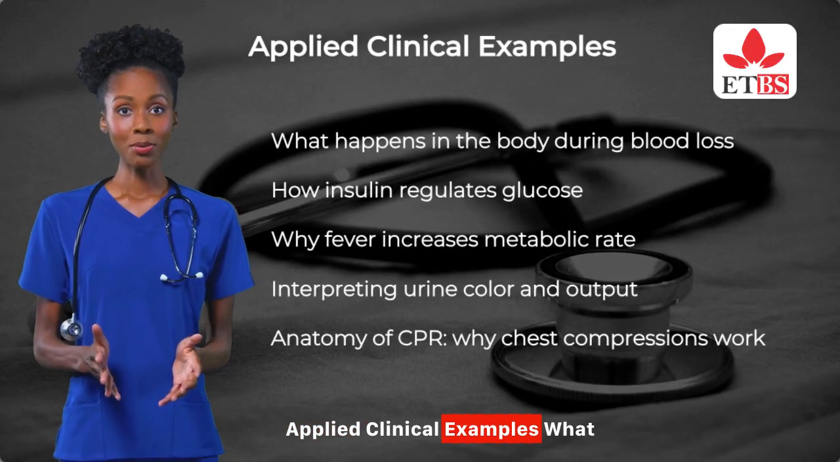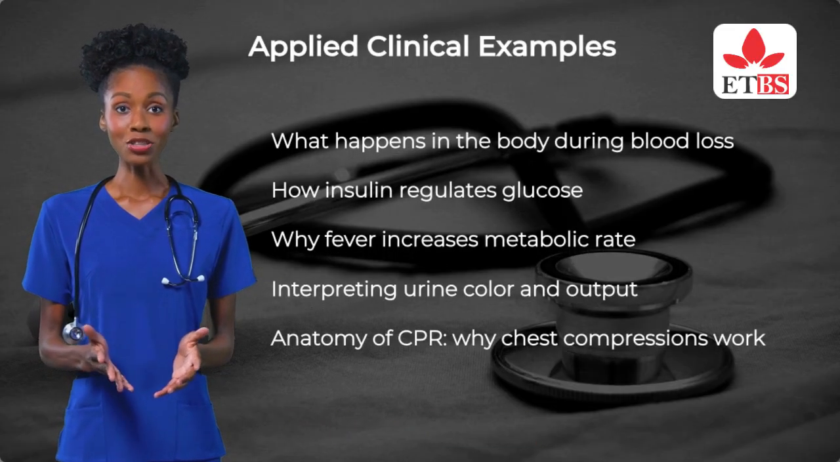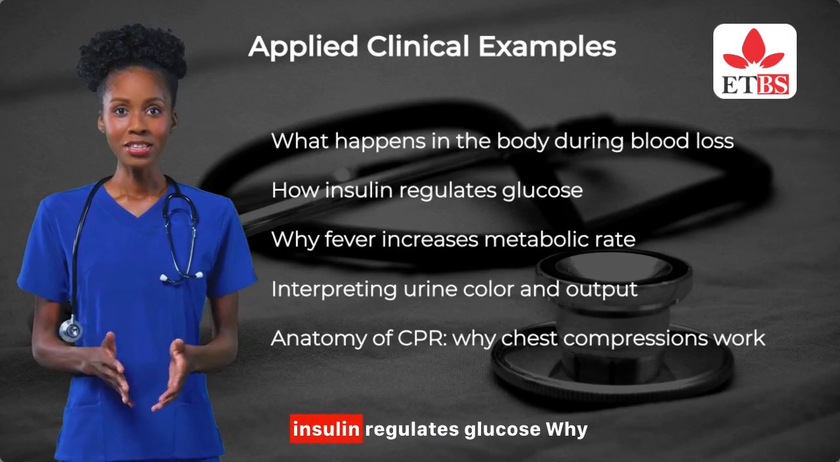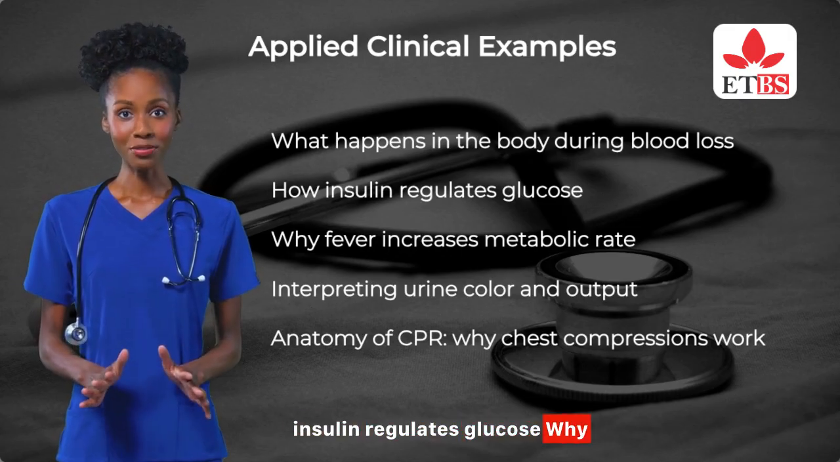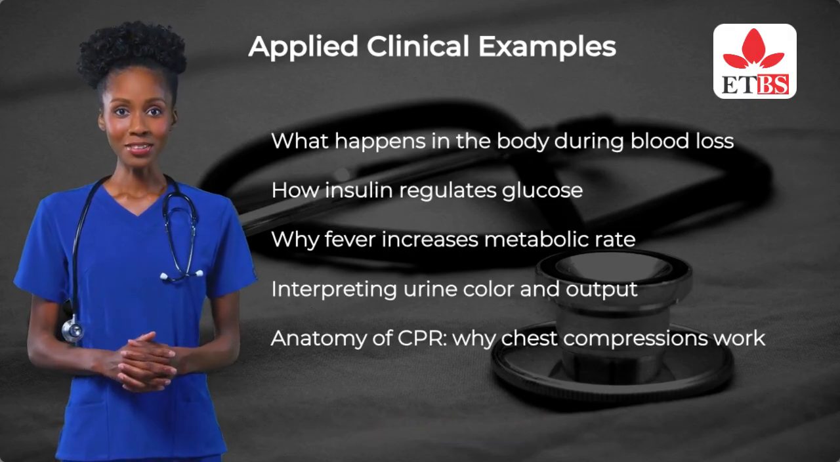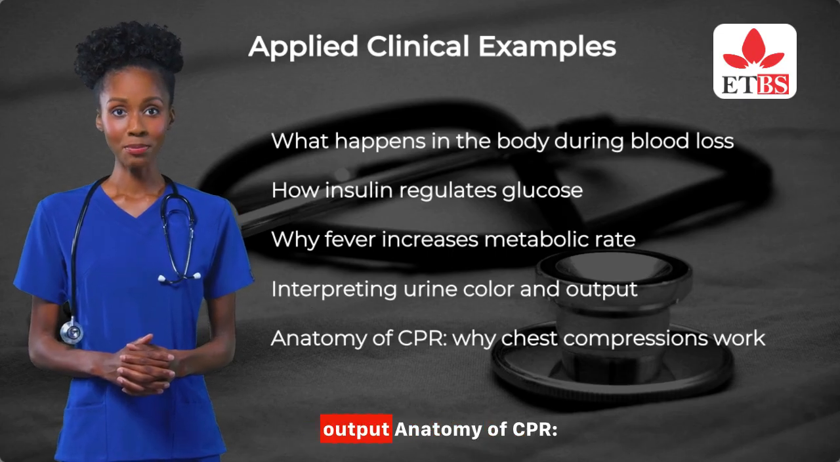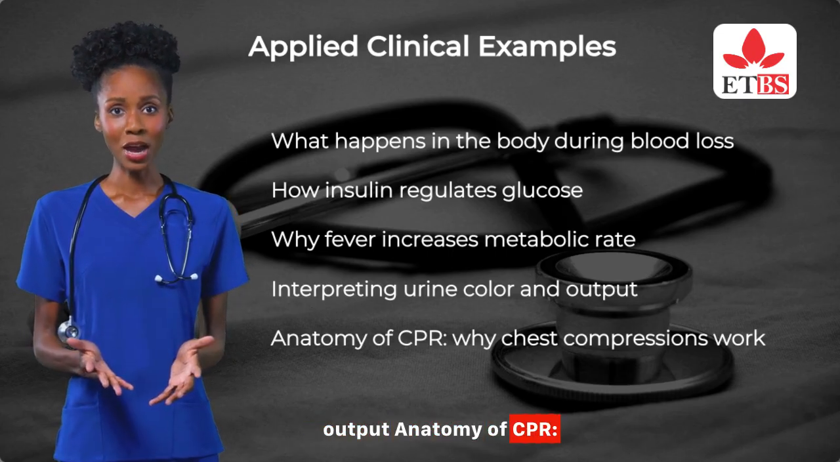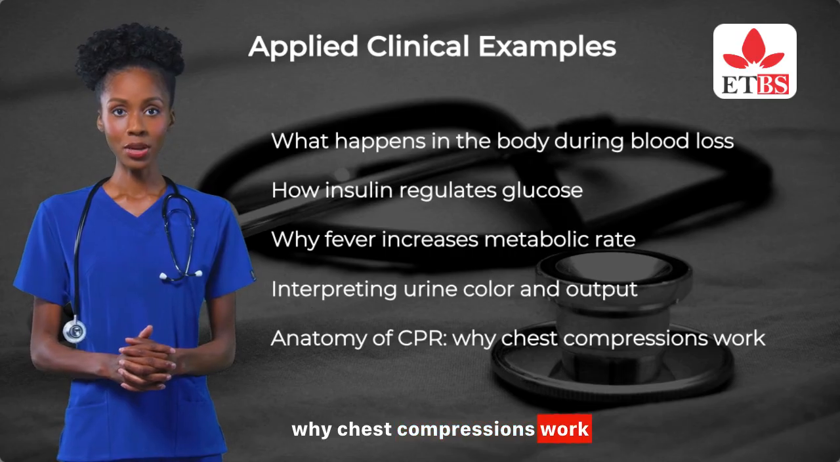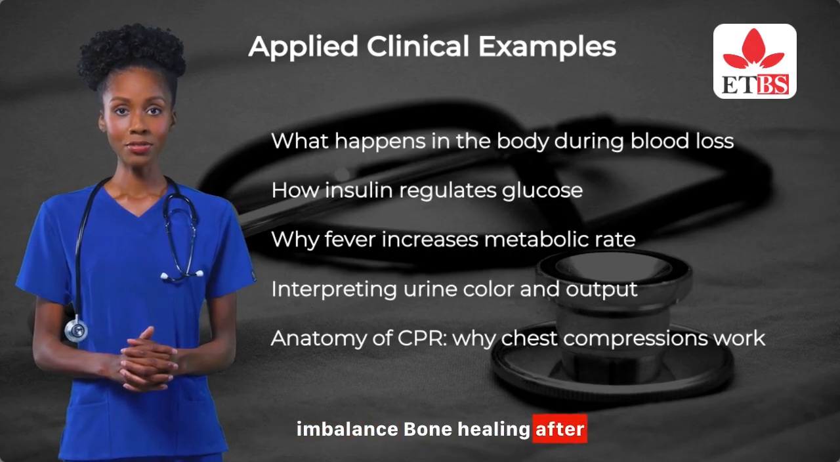Applied clinical examples. What happens in the body during blood loss? How insulin regulates glucose. Why fever increases metabolic rate. Interpreting urine color and output. Anatomy of CPR: why chest compressions work. Muscle cramps during electrolyte imbalance. Bone healing after a fracture.